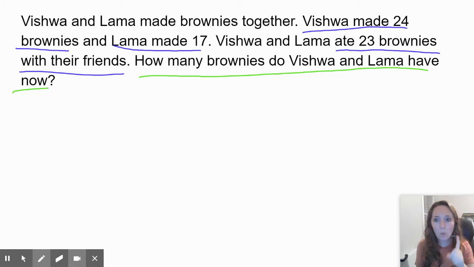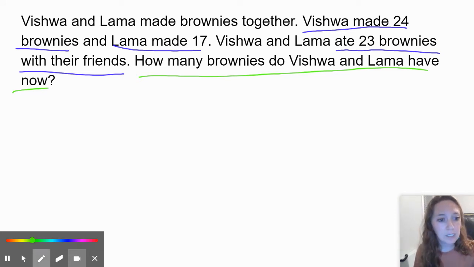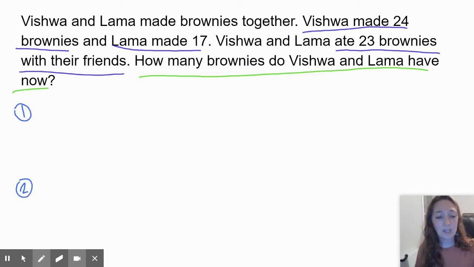Question. Is this a one-step word problem or a two-step word problem? Well, we know that Vishwa made 24 brownies, Lama made 17, so we have to figure out how many they made together. Then we know that they ate 23 brownies with their friends. So this is a two-step word problem. So we're going to draw a 1 and a 2, which will remind us that we have to do 2 steps in order to solve it.